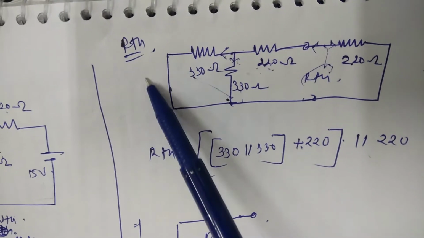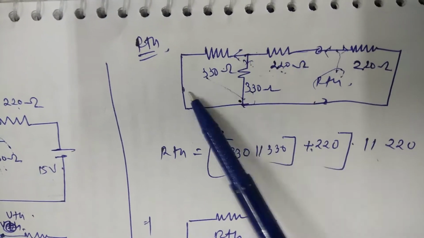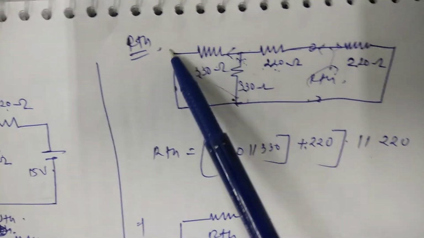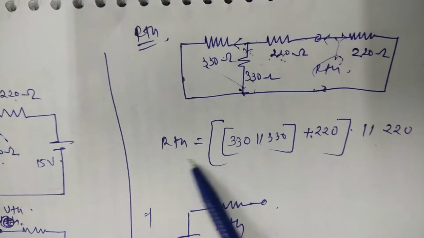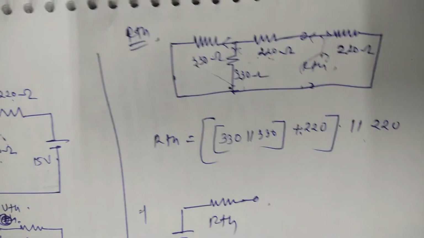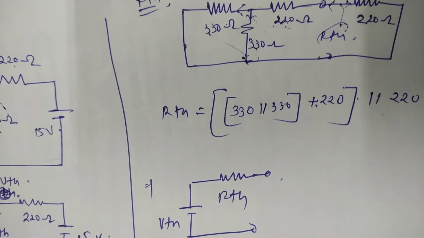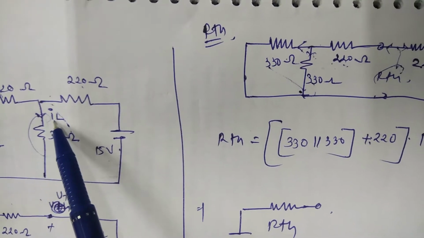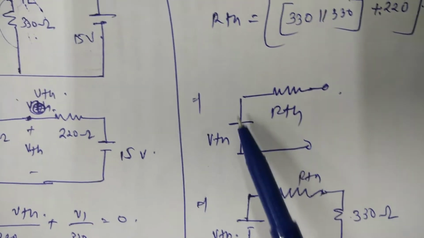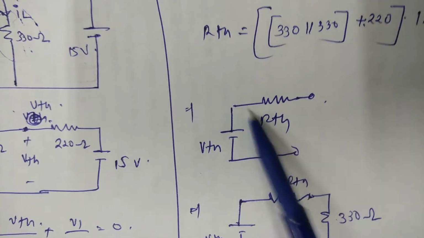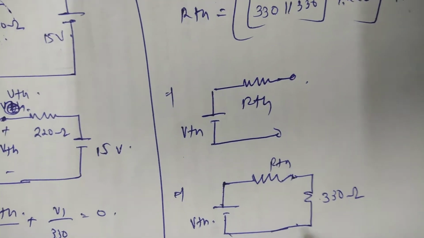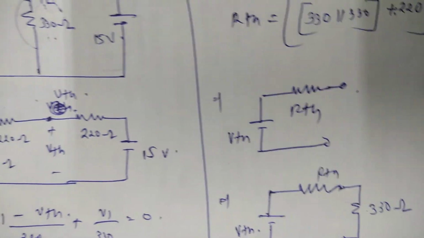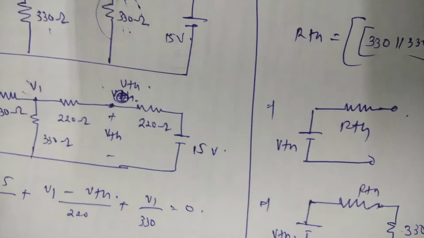In the next step, we try to find out RTH. For finding RTH, we just short the voltage sources and then we can find RTH. The ultimate aim is to find IL. For that, we need to connect VTH and RTH, and connect this RL over here.